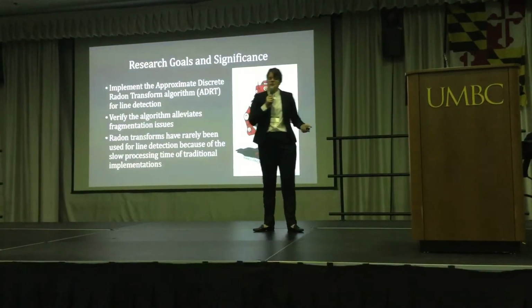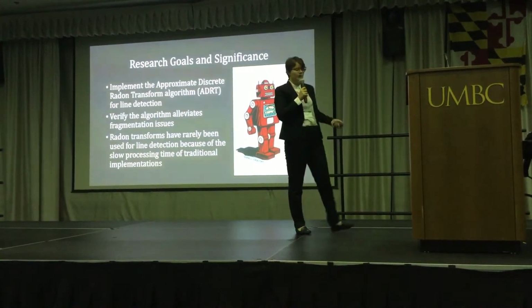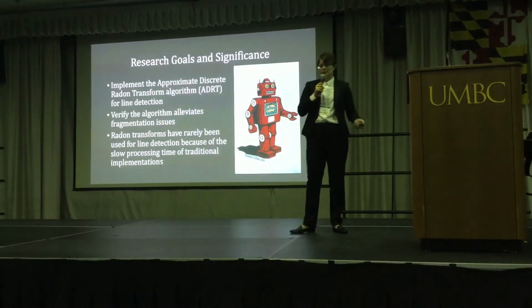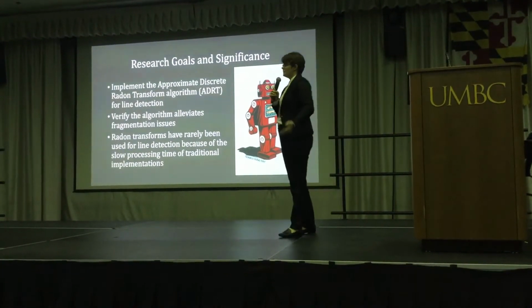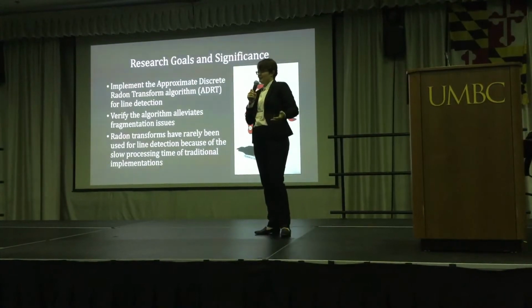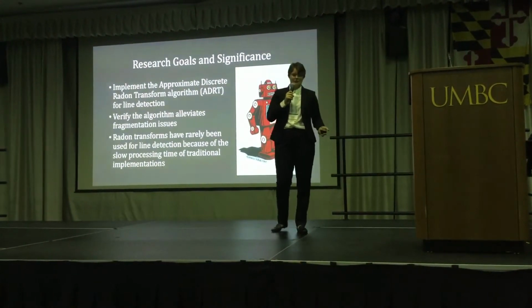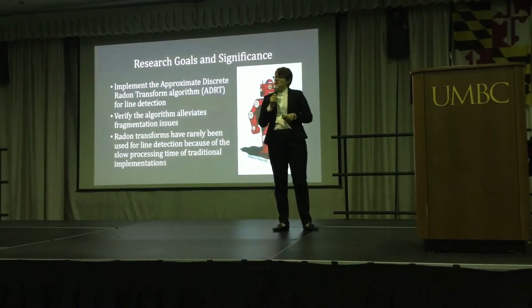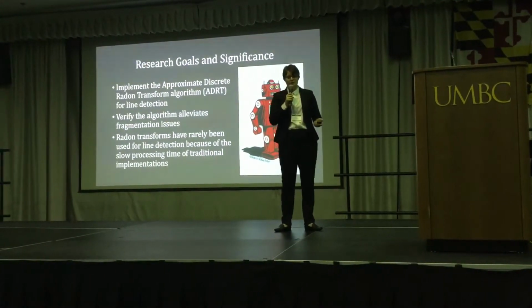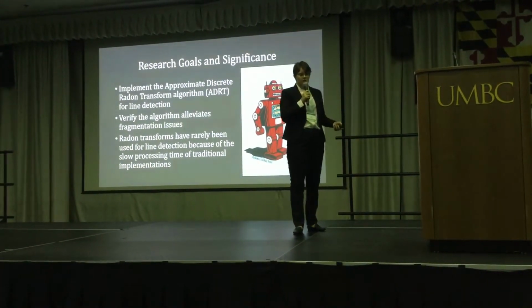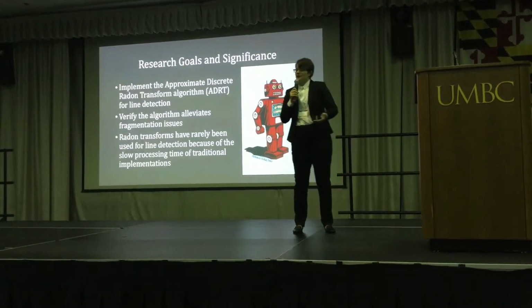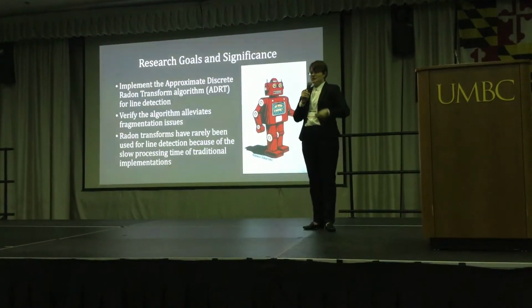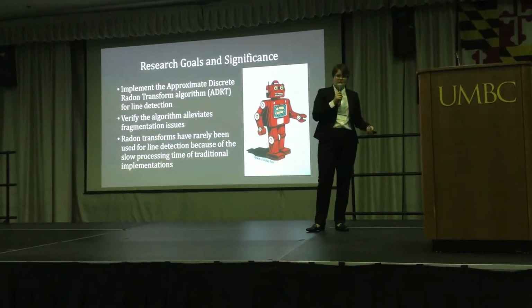So the goal of our research was to implement what's called the Approximate Discrete Radon Transform Algorithm, or ADRT, for line detection for the context of indoor robotic navigation. What this means is that we wanted to implement software that could approximate a radon transform to find lines and edges in an image, so that a robot navigating around an indoor space could see the things in front of it so it doesn't bump into them.